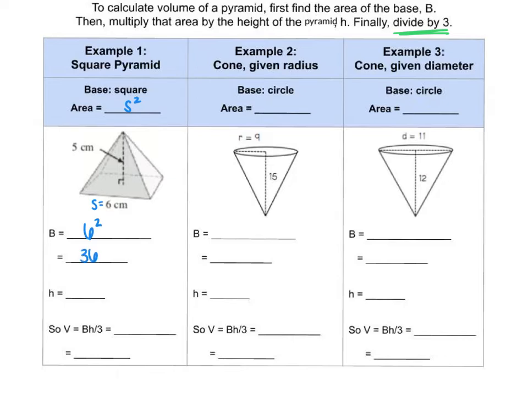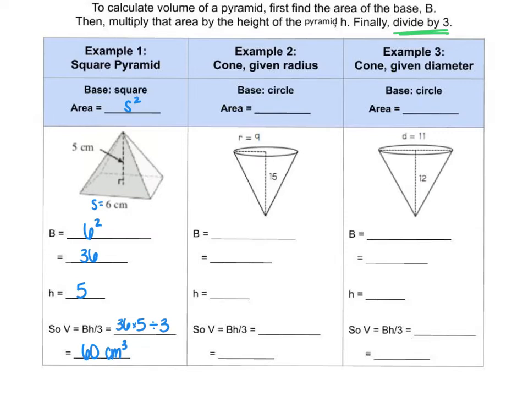I'm then going to multiply that by that vertical height of my pyramid, which here is 5. So my volume would come from doing 36 times 5, and then that last step of dividing by 3. So let's see what we get. That gives us a final volume of 60, and again, units for volume are cubed.